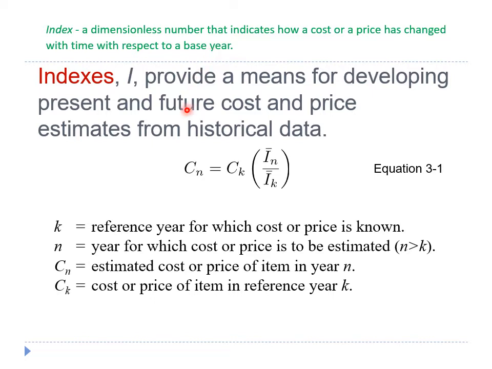An estimate of the cost or selling price of an item in year N can be obtained by multiplying the cost or price of the item at an earlier point in time, for example in year K, by the ratio of the index value in year N to the index value in year K. This is sometimes referred to as the ratio technique of updating costs and prices. Use of this technique allows the cost or potential selling price of an item to be taken from historical data with a specified base year and updated with an index.